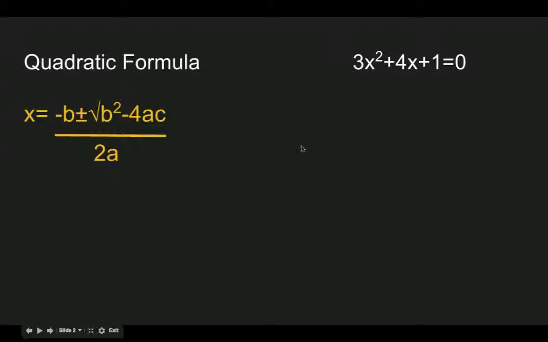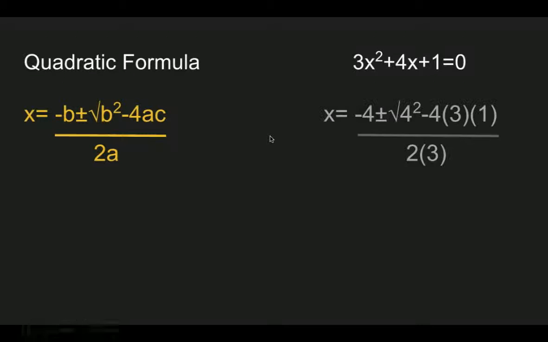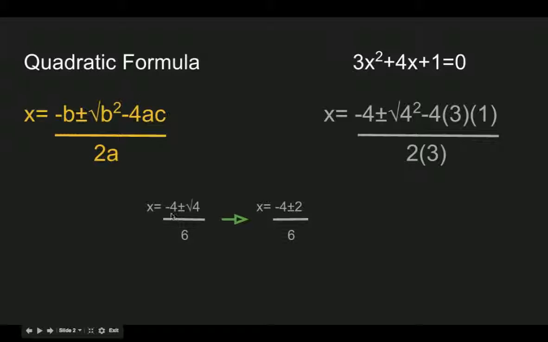To start off, we just substitute in our a, b, and c from our equation into this formula and come back with x equals the opposite of 4, or negative 4, plus or minus the square root of 4 squared minus 4 times 3 times 1, all over 2 times 3. When we simplify, we are left with x equals negative 4 plus or minus 2 over 6.